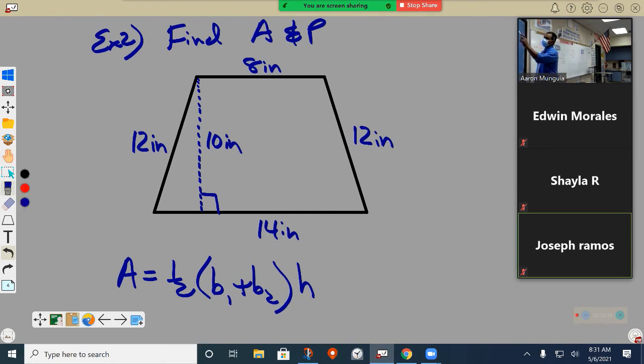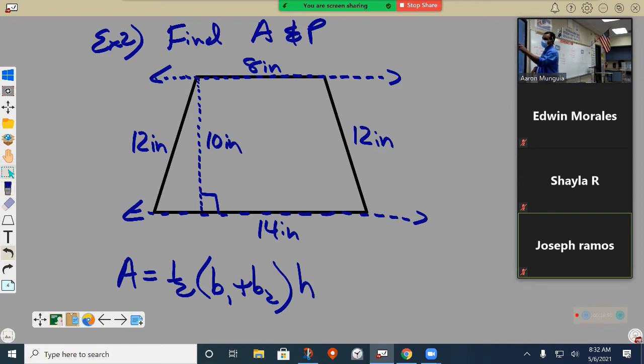The bases are the two sides that are parallel. In other words, this side that's 8 inches, if you were to extend it forever, and the side that's 14 inches, if you were to extend it forever, those sides would be parallel. That means they would never intersect. The lines would go on forever without touching. Those are the bases of the trapezoid, the two sides that are parallel.